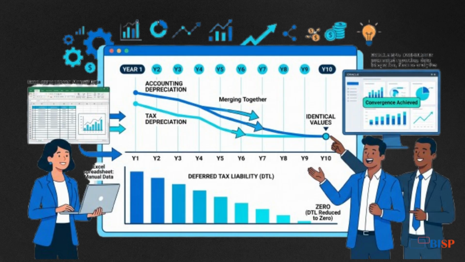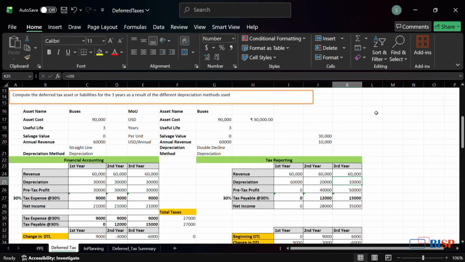Now that we understand the business requirement, let's see how we can model this entire calculation step by step in Excel planning before implementing the same logic in Oracle EPM. Let's build the complete deferred tax calculation in Excel. At the top, we have input assumptions. The company purchases a bus costing 90,000 with a useful life of 3 years and zero salvage value. The business is expected to generate an annual revenue of 60,000 and the corporate tax rate is 30%.